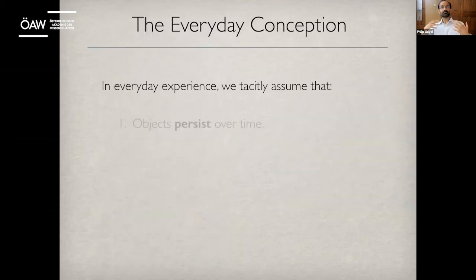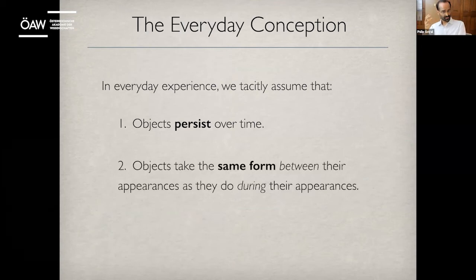But now returning to the everyday conception of reality that I began with, we say in everyday experience that objects persist over time. And we also assume that the objects take the same form between their appearances as during their appearances. So if I see an object now, it appears to me a certain way, then in the everyday way of thinking about the physical world, I allow myself to visualize the object as having that same form, even when I'm not looking at it. And that plays a fundamental role in our modeling.